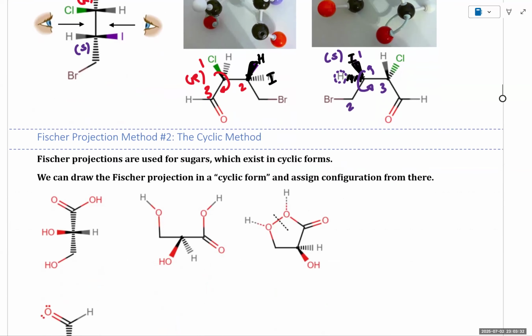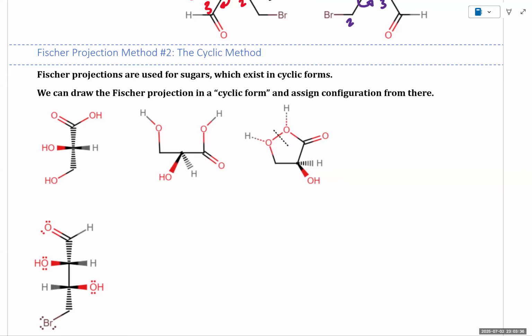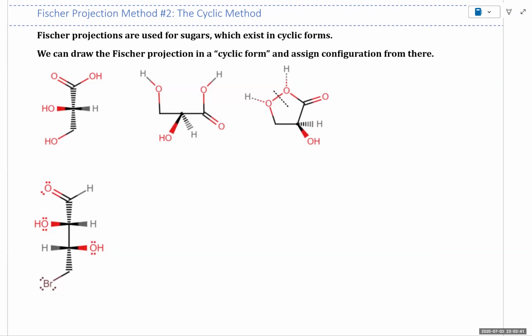Another method that you can use is what's known as the cyclic method. So Fischer projections are derived and used for sugars. And as such, you can draw and contort your model so that your structure is in a pseudo-cyclic form, and that makes it easier to assign configuration, as cyclic structures are generally easier to handle. So let's make a model of this compound and let's show how the cyclic method works in practice.